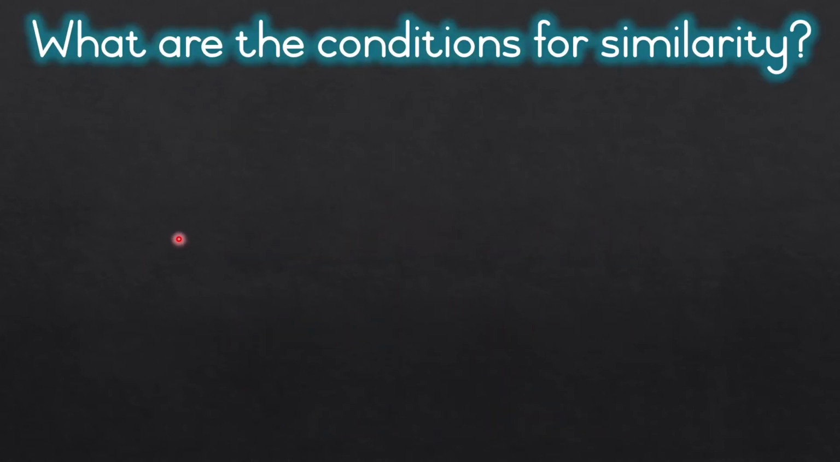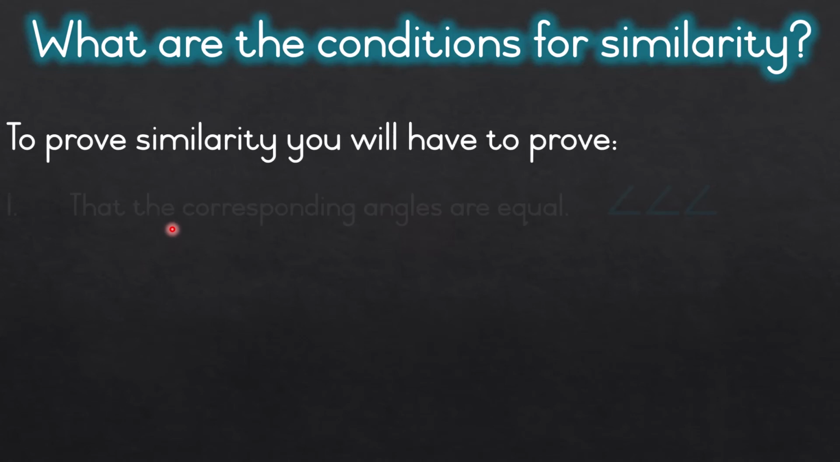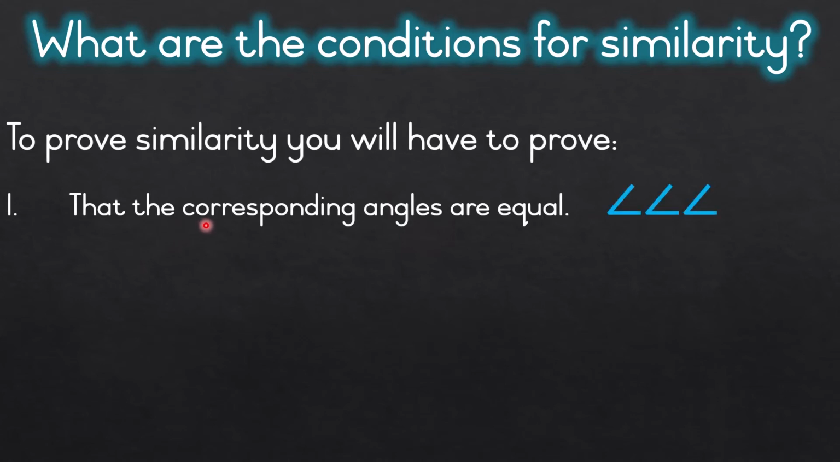So what are the conditions for similarity? What makes two triangles similar? We know information that we can get from similar triangles, but what makes them similar? The first condition is that you have to prove that corresponding angles are equal. So you need to prove 1, 2, 3 angles equal to each other.